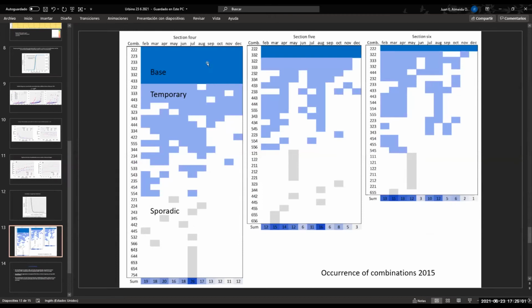And finally, we have this graphic that shows which combinations appear all the time along the year, which are temporary, and which of them are sporadic, which can be useful also to compare the combinations that appear from one year to another, or when we need to make comparisons in a soundscape which is being affected by some negative impact. Okay, thank you.